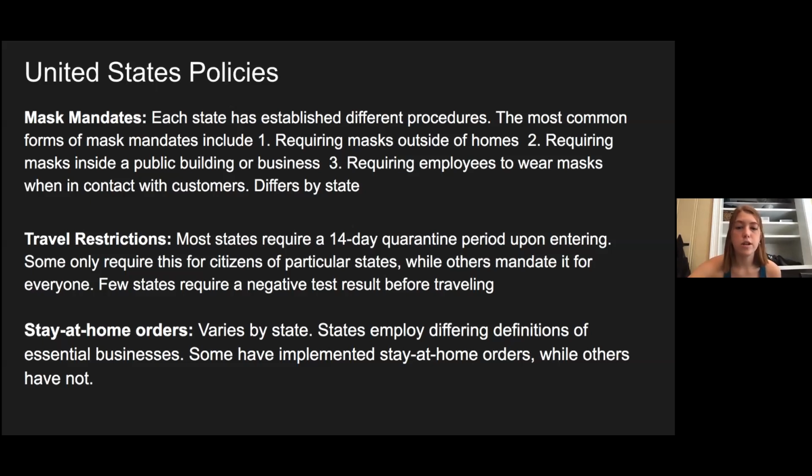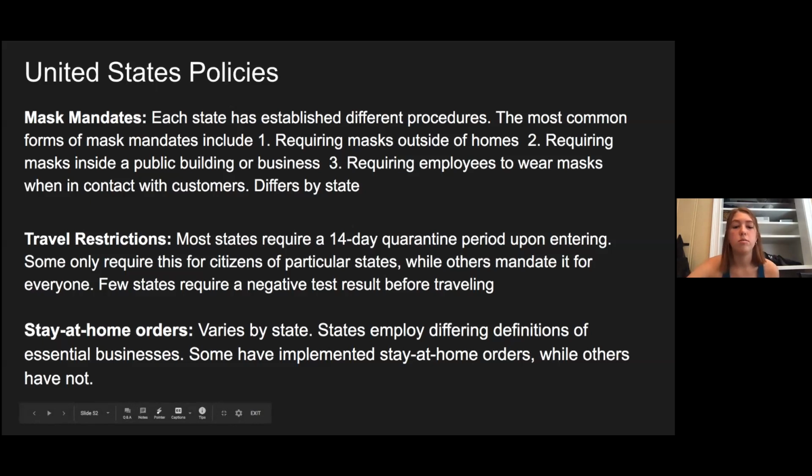And in terms of travel restrictions, most states required a 14-day quarantine period upon entering, but this was really difficult to enforce. A lot of states didn't make people provide concrete proof of this, so that was not a super effective travel restriction. Some states only required this 14-day quarantine period for citizens of particular states. For example, if one state was experiencing a surge in cases, then other states might require citizens from there to quarantine before entering. A few states required a negative test before traveling, but this was also very rare.